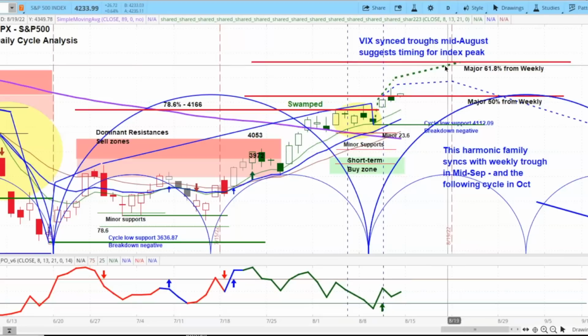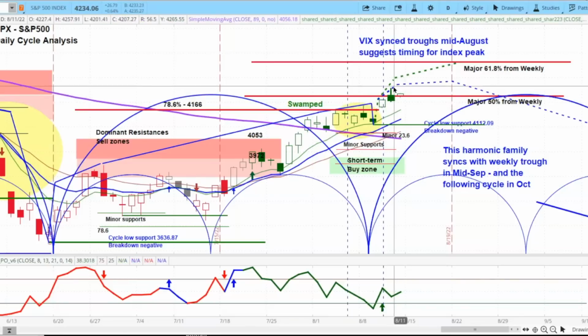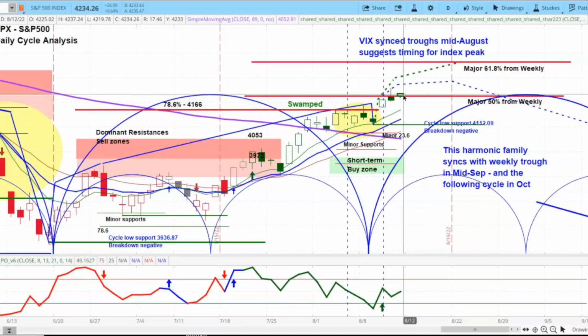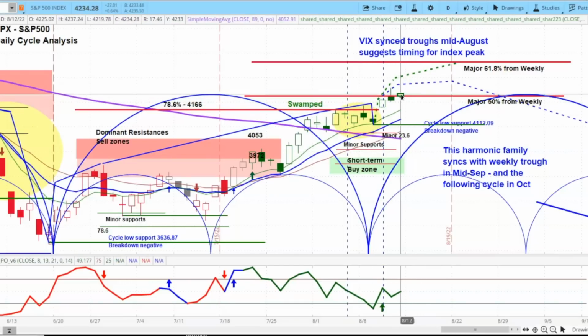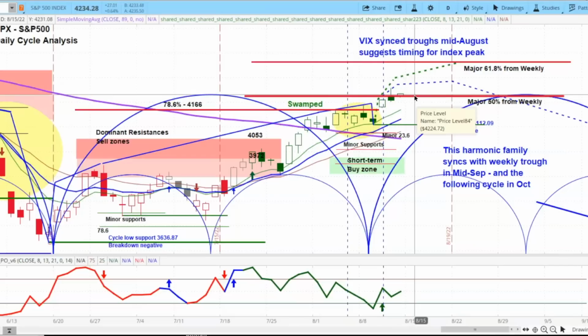So that's why we have it projected up. Here's that major 50% right over here that everybody's looking at. It got through and then failed here on Thursday. Here it's pretty much right trading on it here on Friday. And we would expect, based on this timing, that it will make some higher prices, maybe even close above this 50%.